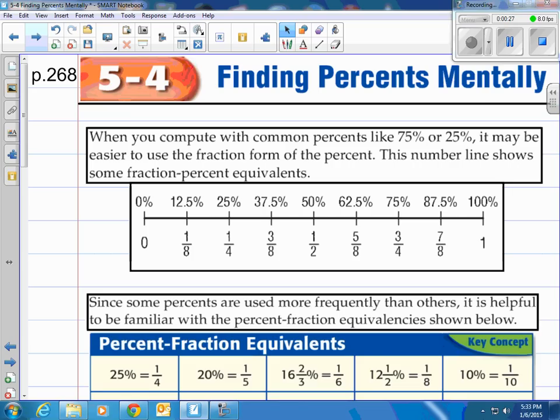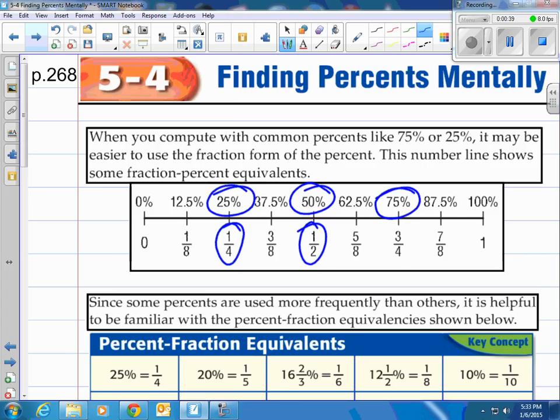This number line shows some fraction percent equivalence, meaning someone says to you 25%, you can also think 1/4, or hey, I'm looking for 50%. Well, that's half. Hey, 75%, well, that's 3/4, and so on and so forth there. Those are popular ones.